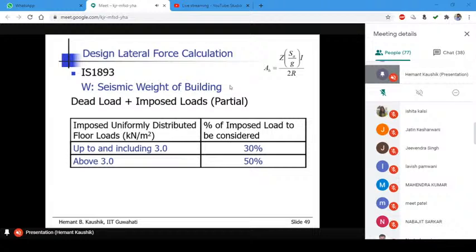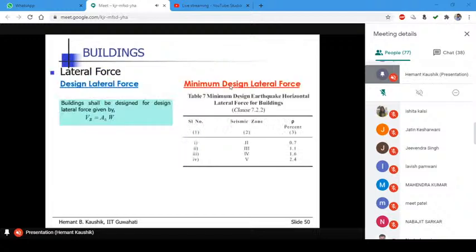Now you can imagine, when you consider less imposed loads, you are reducing the seismic weight of the building. And when you reduce the seismic weight, Ah into W will reduce, so the base shear will reduce, so the design forces will reduce. So this is allowed by the code. But the code also has a very interesting feature in the new version. It gives you the minimum design lateral force for different zones.